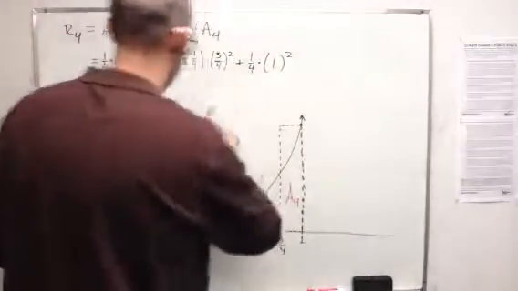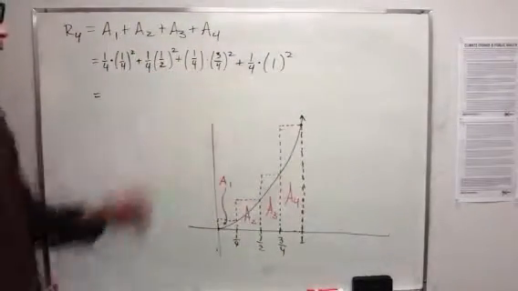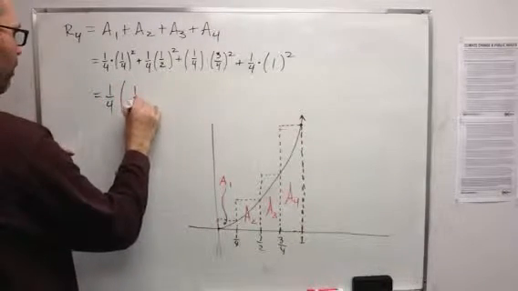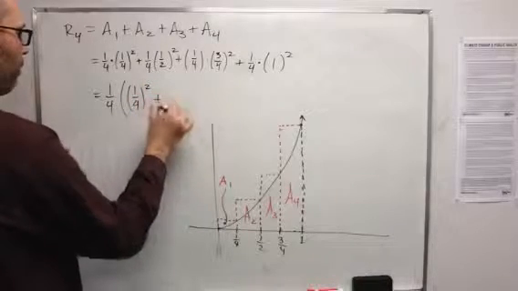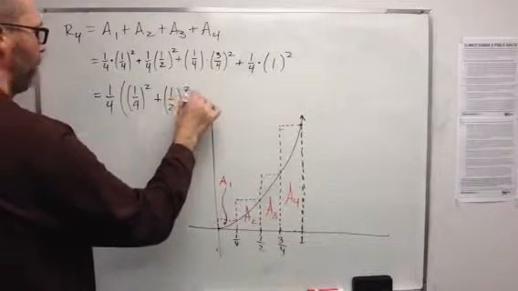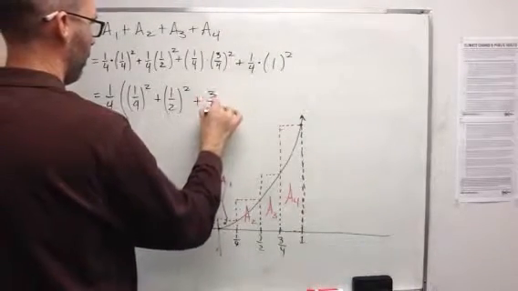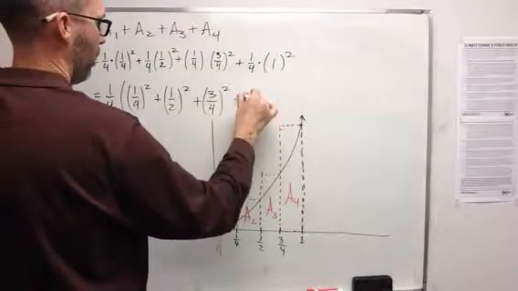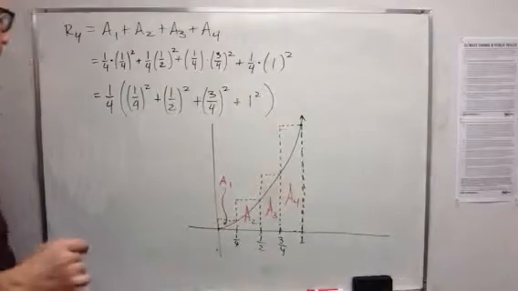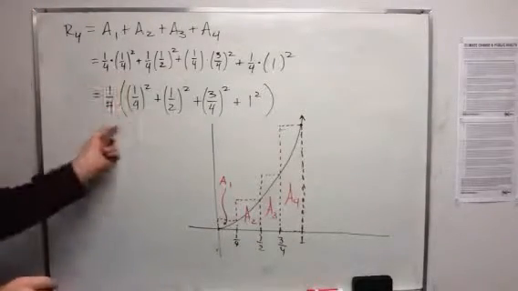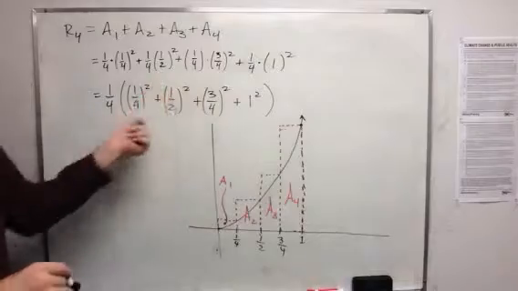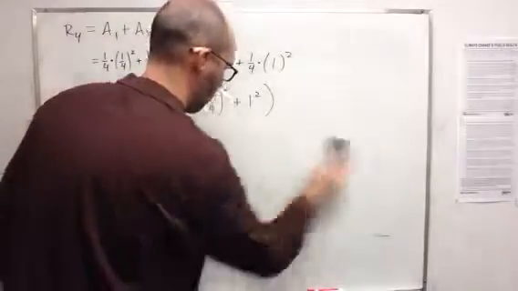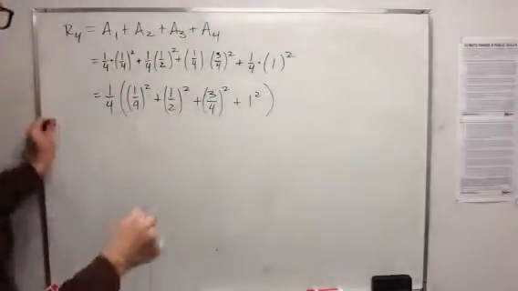Alright, we can compute this thing. Notice in each of these we have a 1/4. Pull that 1/4 out. Then we have 1/4 squared plus 1/2 squared plus 3/4 squared plus 1 squared. And just check the 1/4 times that and there, there, there, there.